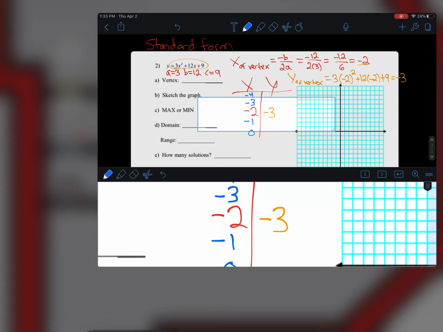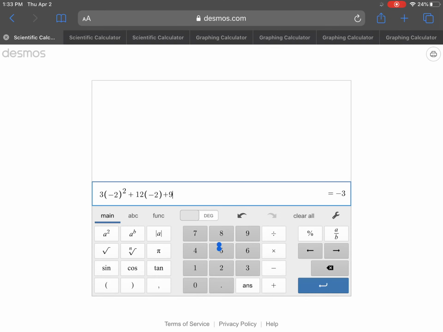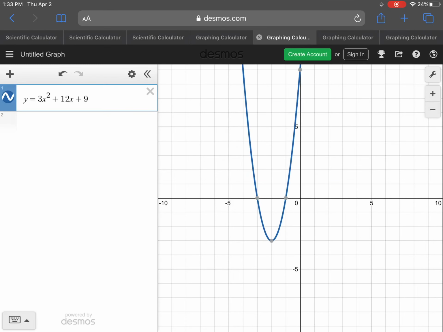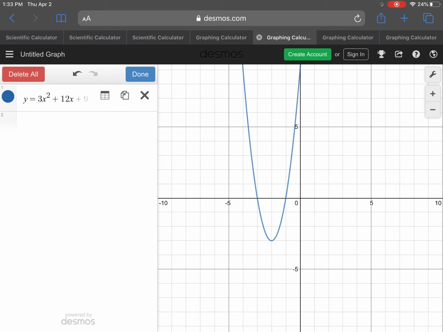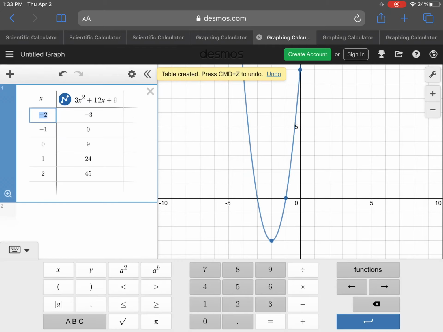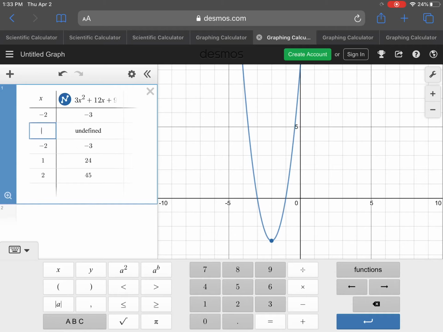Anyways, go ahead and go to Desmos. I already have it graphed. So if you look here, you plug it in. You go to your gear, you hit your table, and then you just put in your x's by yourself. In this case, our vertex was negative 2. And then 2 numbers before was negative 3 and negative 4. And then 2 numbers after would be negative 1 and 0. So if you look there, I get those 5 points.